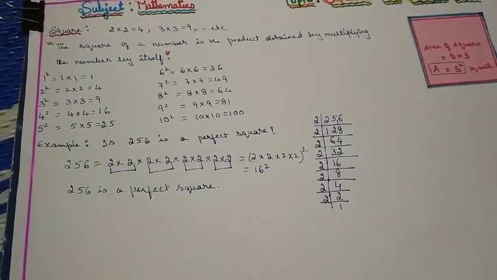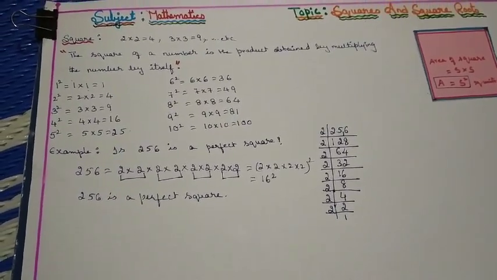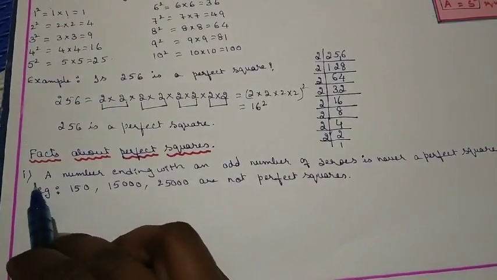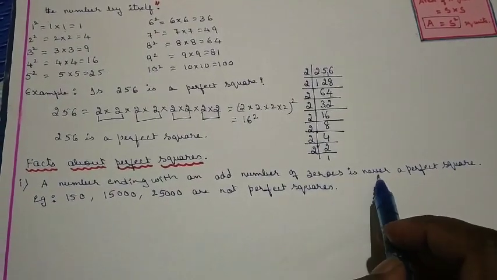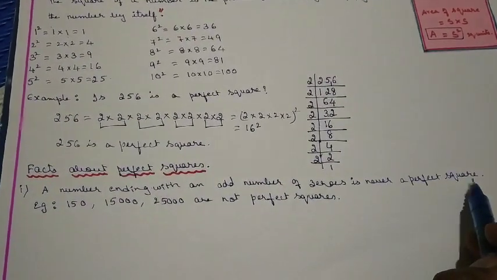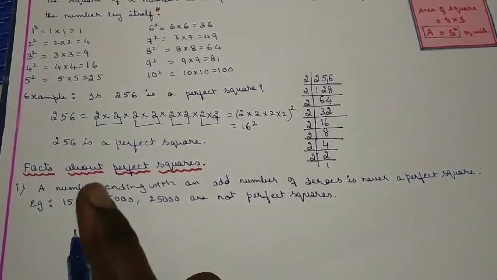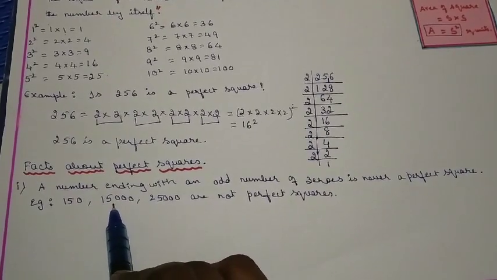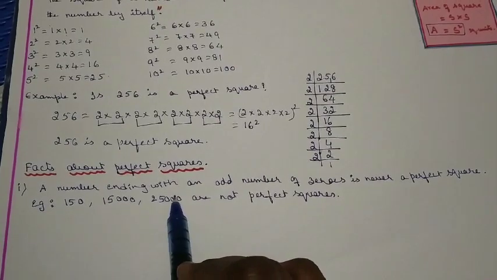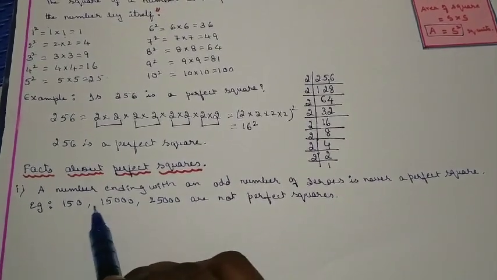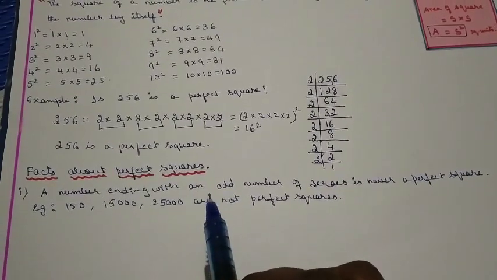So here there are some facts about the perfect squares. Let us discuss one by one. The first fact is a number ending with an odd number of zeros is never a perfect square. For example, 150. In 150 there is only one zero, and 15,000 consists of 3 zeros, 25,000 consists of 3 zeros.